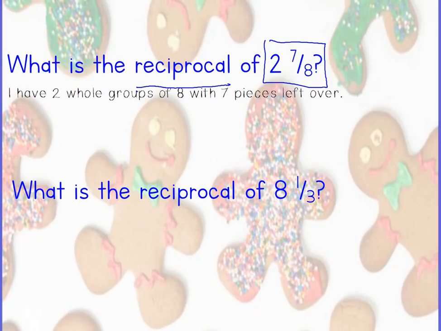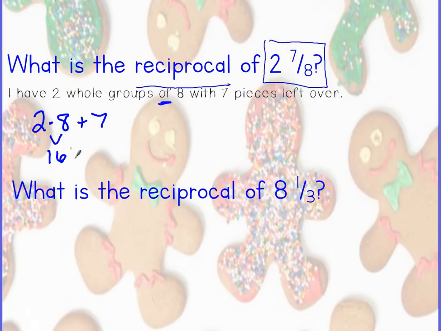And then what I also would like you to do is practice turning this into an improper fraction. So two whole groups of 8. That "of" tells us that we're going to multiply. So I have two groups of 8 with 7 pieces left over, so plus another 7 pieces.